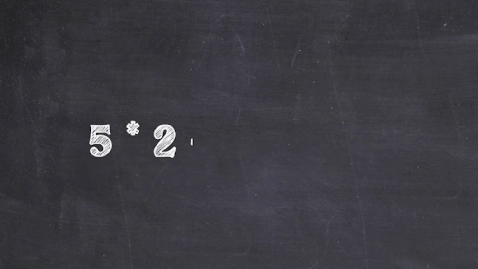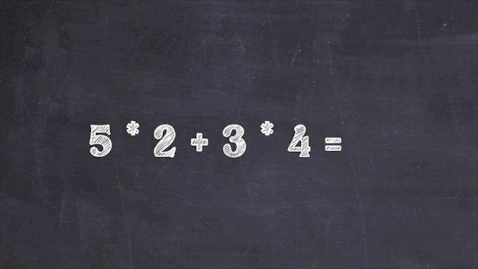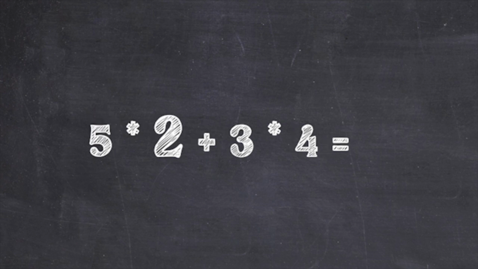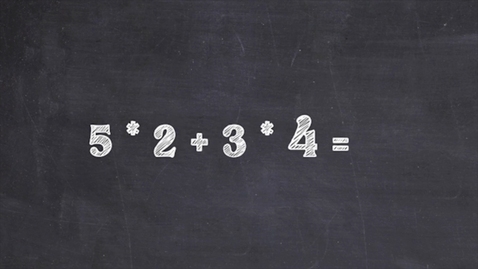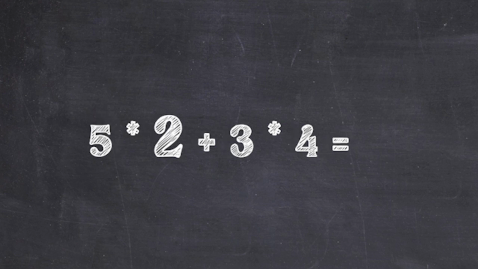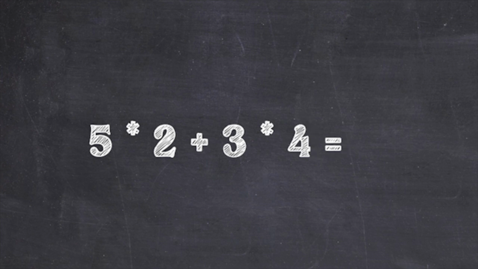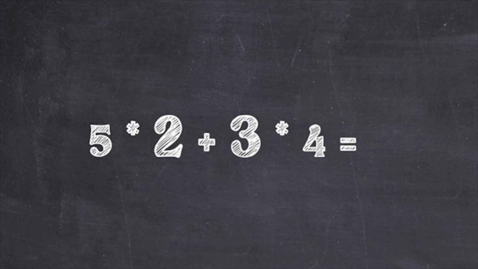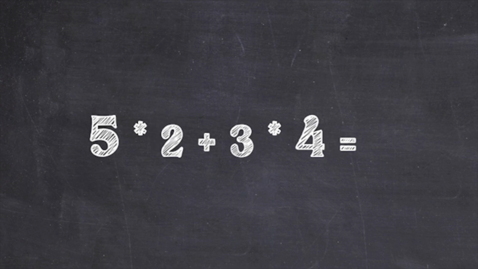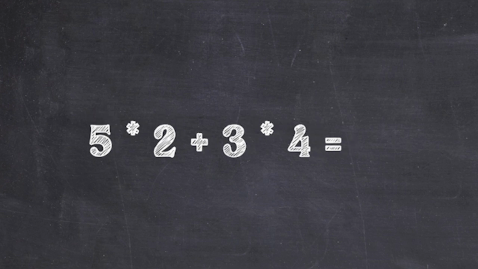When you look at this problem, what do you think you are supposed to do? 5 multiplied by 2 plus 3 multiplied by 4. Where do we even start? Should we start by multiplying 5 by 2, then adding 3, then multiplying by 4? Or should we start by adding 2 and 3, then multiplying by 5 and 4? Both of these methods give different answers, and that is confusing. What is the correct set of steps that will lead us to the correct answer?